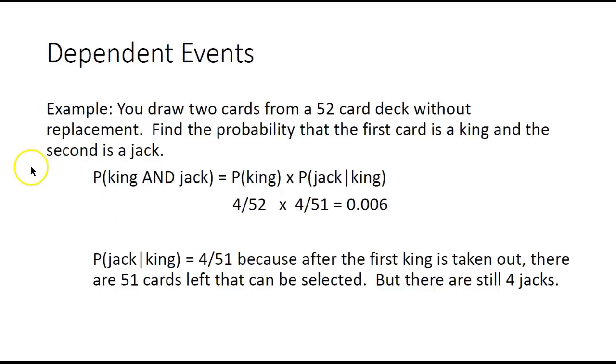A final example using dependent events involves drawing a king and a jack without replacement. The first king measures 4 of 52. When we go to get the second card, there are only 51 cards left in the deck. However, all 4 jacks are still there. The probability of the second card being a jack is 4 out of 51. We multiply the probabilities together and get 0.006.